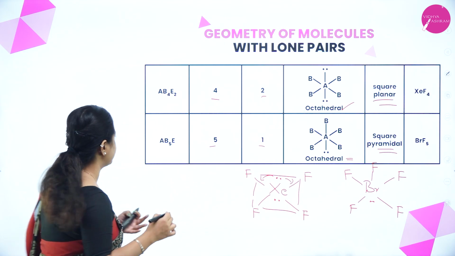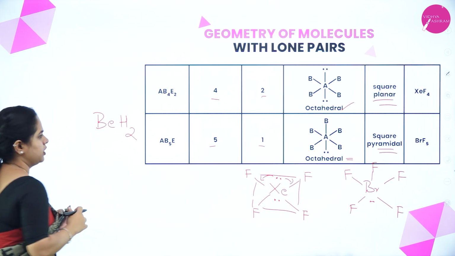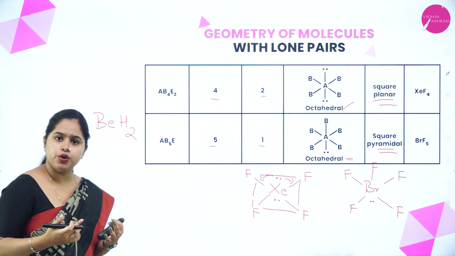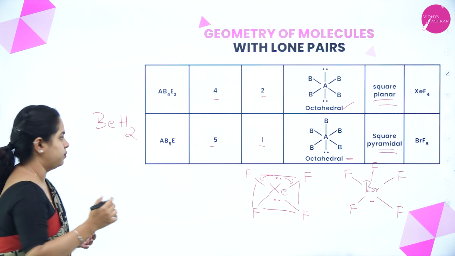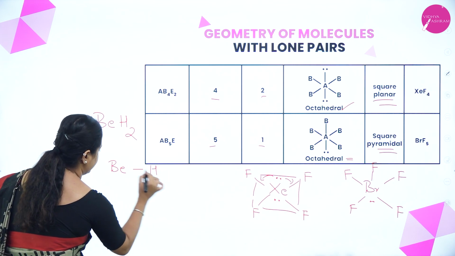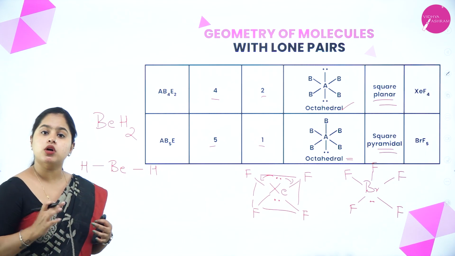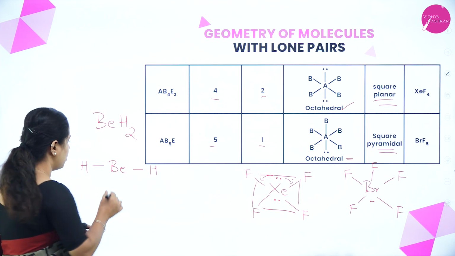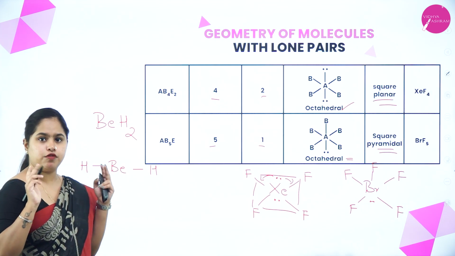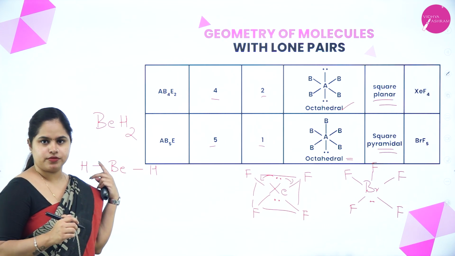Let's quickly do one example of BeH2. Okay, a molecule is given to you. How do you predict the shape of this molecule? We know that BeH2 means two bonds are here, H and H. And we know that beryllium's total number of valence electrons is 2. So one here, that is, it forms two bonds, right? So a total of 2 bond pairs are present, right?